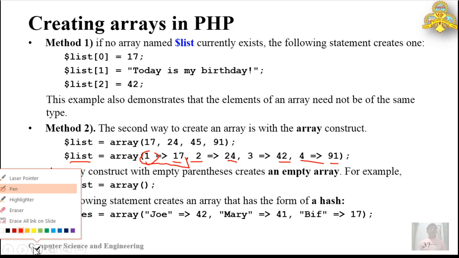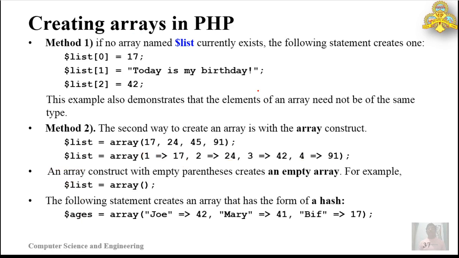You know, if the elements are not provided in the array function, it creates an empty array. And here is the actual example for hash based information. Here the keys are like this. These three are keys and they are strings.